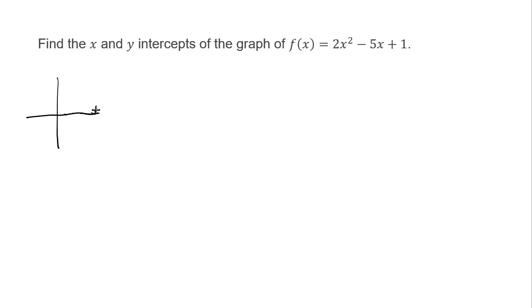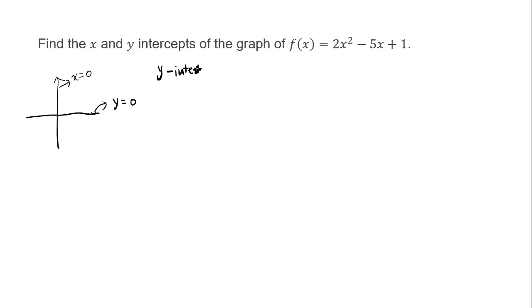So the x-axis itself can be represented as y equals 0, and the y-axis itself can be represented as x equals 0. Okay, so let's see, x equals 0 will give you the y-intercept. So let's do that first.